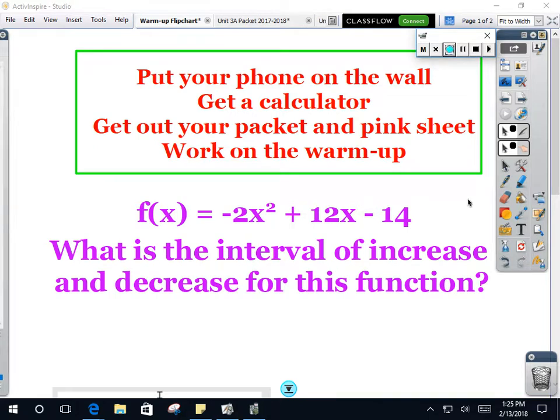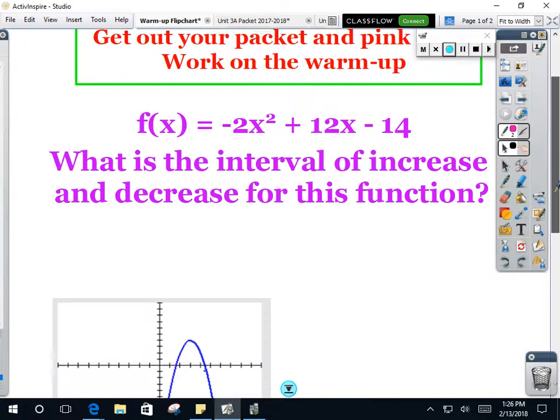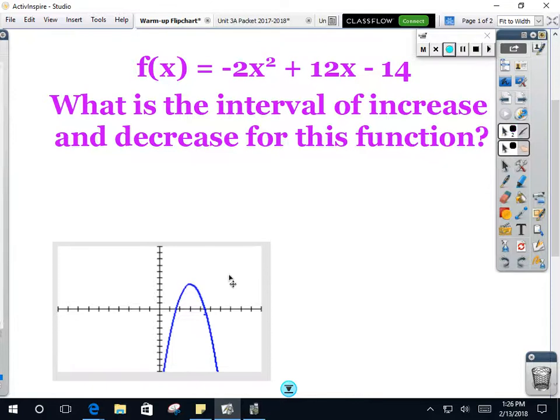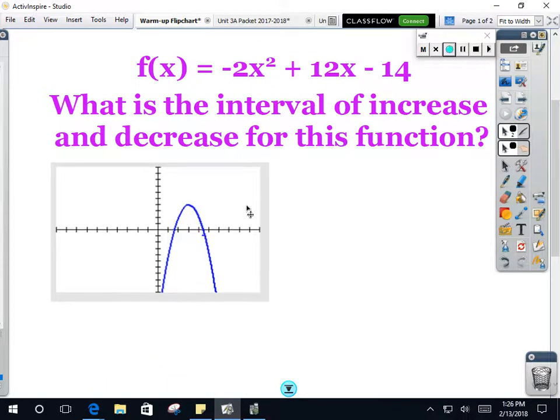They want to know what is the interval of increase and decrease for this function. Well, to be able to do that, you really need to see a graph. So you take your calculator and you go to y equals and you type this in. Once it's graphed, it will look like the graph on the screen because I did it earlier.